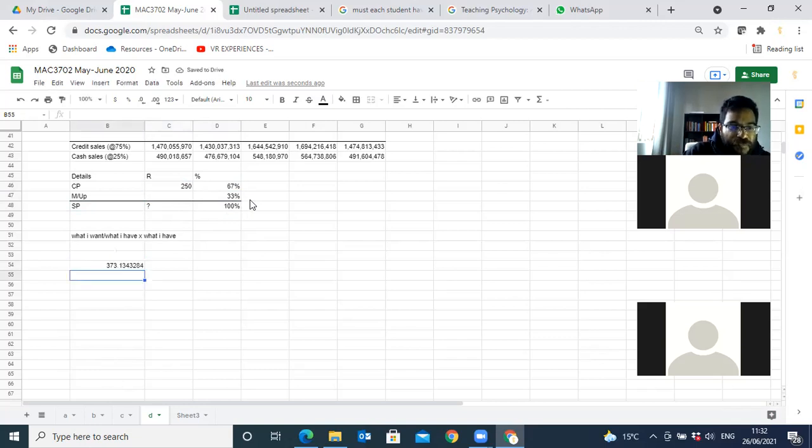If it was the other way around, if I just switch this around, if this was 100, this becomes 133. What I want divided by what I have times what I have. So you see, it makes a big difference in the pricing. So that is basically how you do the markup calculation. Okay.